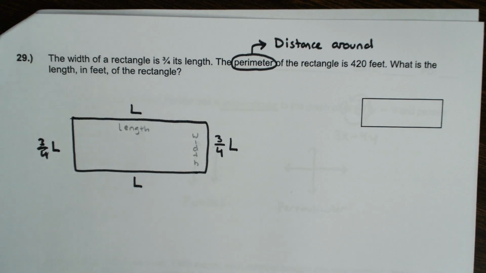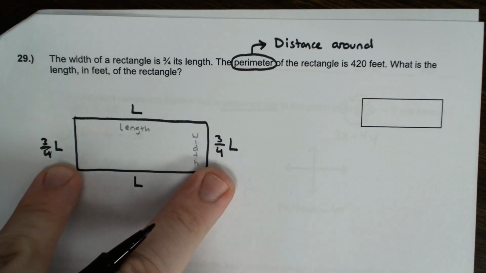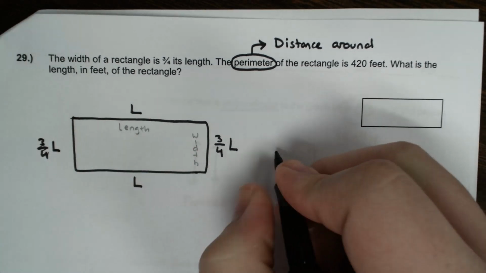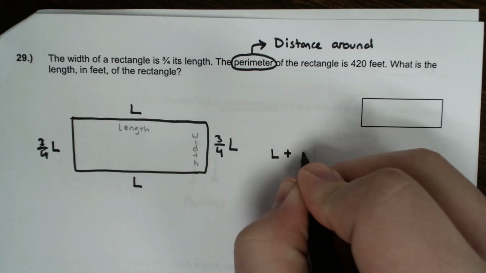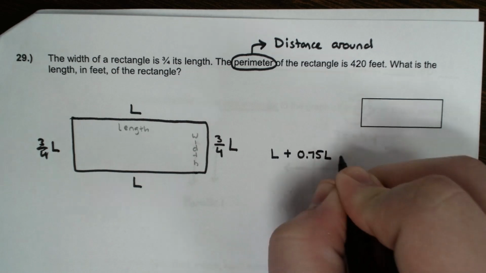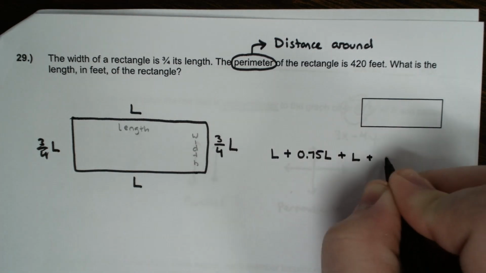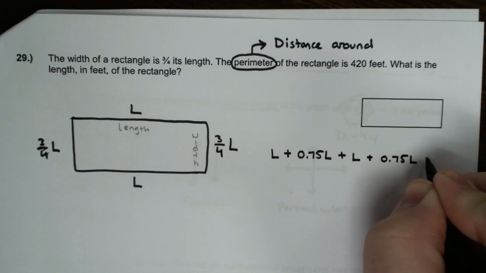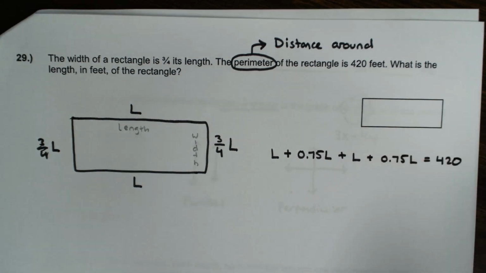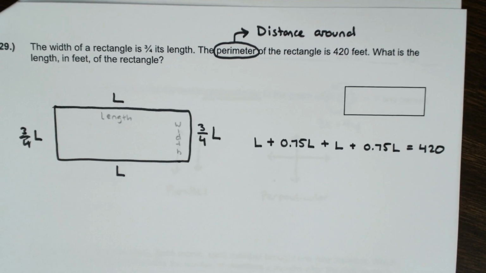To make this one a little bit easier to solve by hand, instead of writing 3/4, I'm going to write 0.75. I'm going to say L plus 0.75 L plus another L plus another 0.75 L equals 420. Again, I changed it to a decimal just because I'm going to have to combine like terms here, and combining fractions that don't have the same denominator just takes an extra step there.